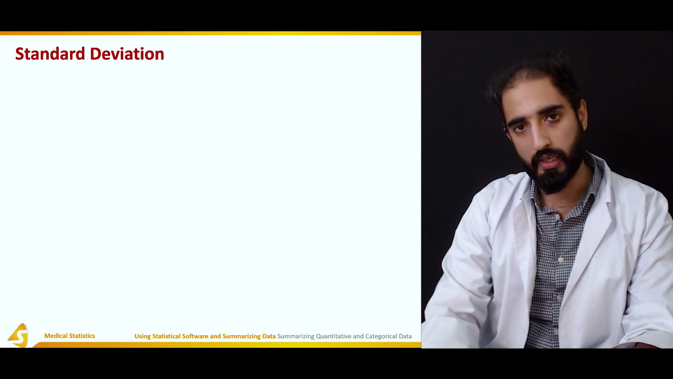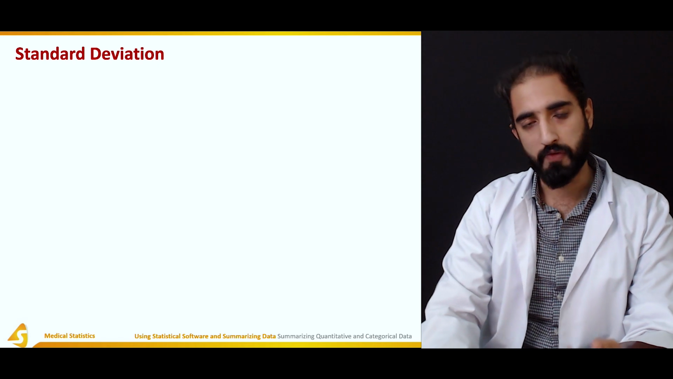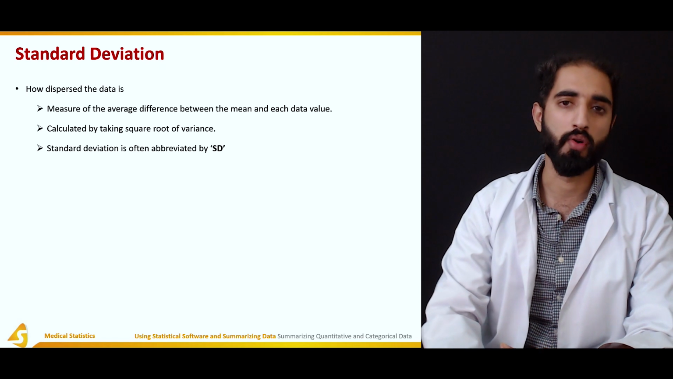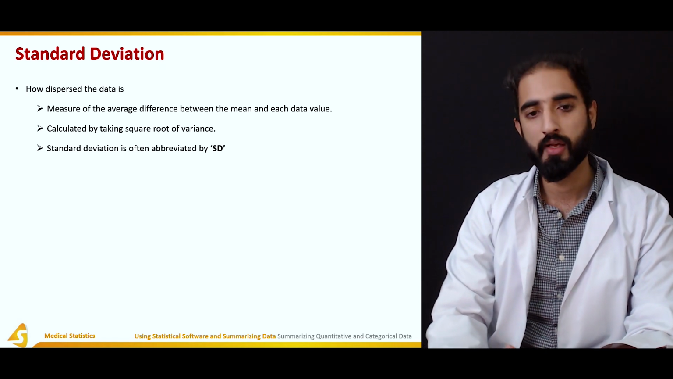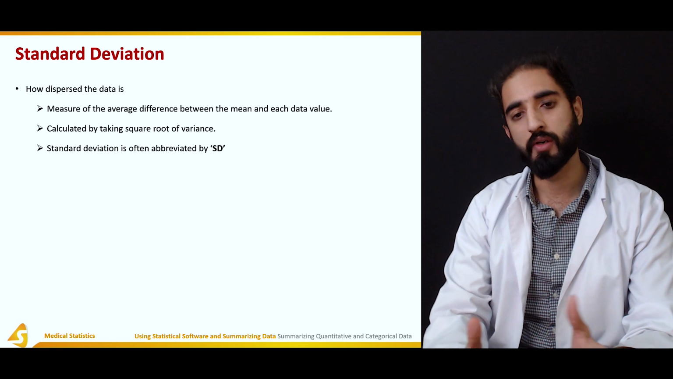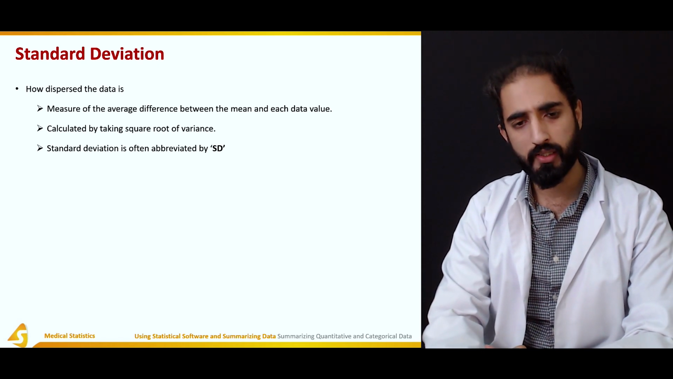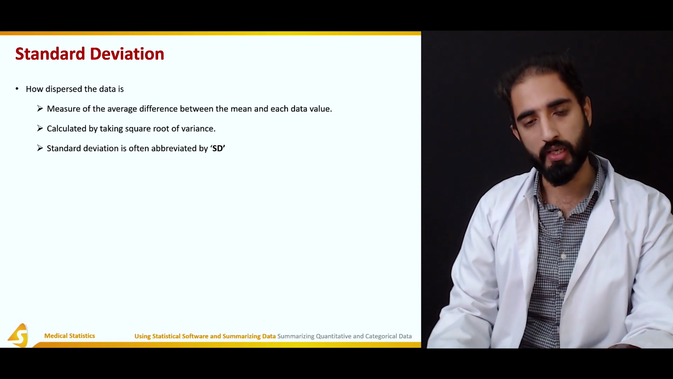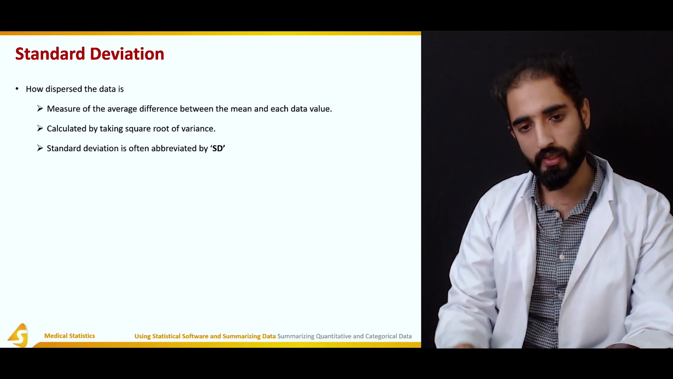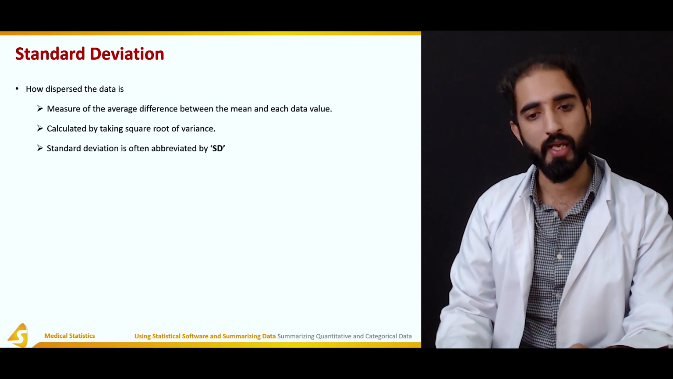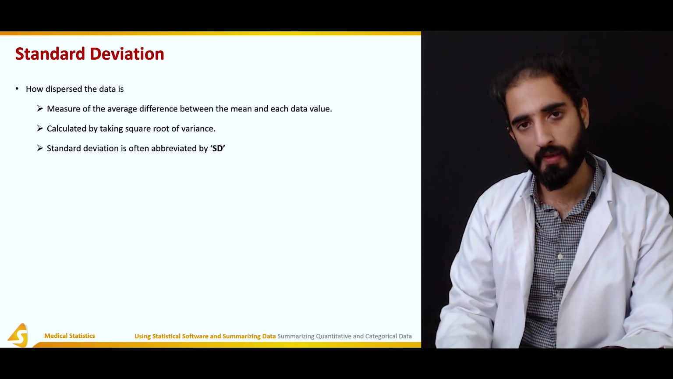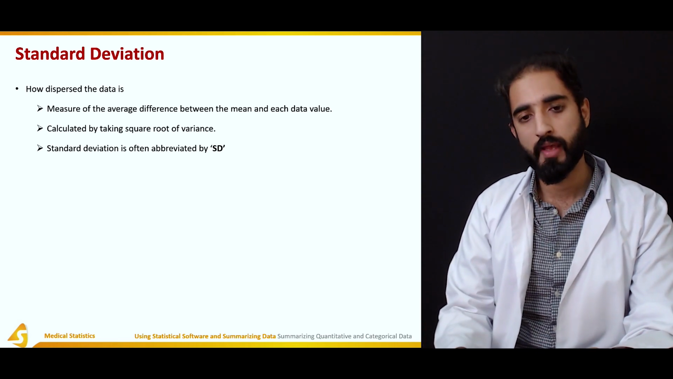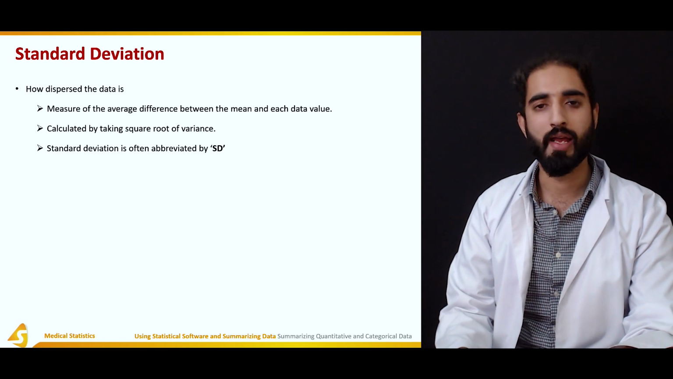Now, let's talk about the measures of variability, in which, first of all, we have standard deviation, which is most commonly reported with the mean, and is reported when the data is normally distributed. So, it tells us how dispersed the data is. And how is it done? It is done by measuring the average difference between the mean and each data value. And specifically speaking, it is calculated by taking the square root of the variance. We are going to take a look at how we calculate the variance in the first place as well. And it is often abbreviated as SD.